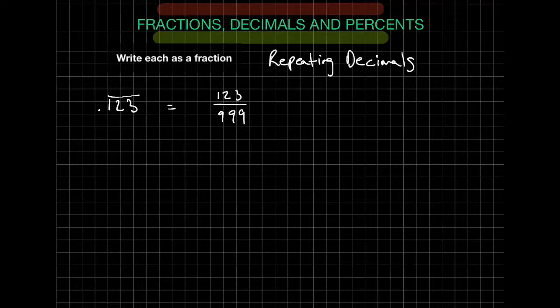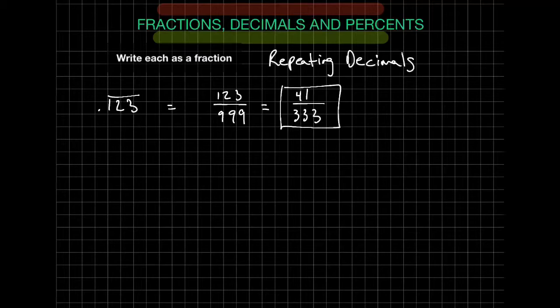So it looks like we could divide both top and bottom by 3. I believe so. Yeah, 123 divided by 3, that's going to give us 41/333.